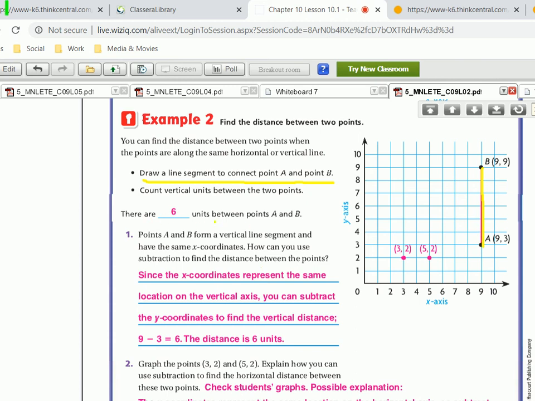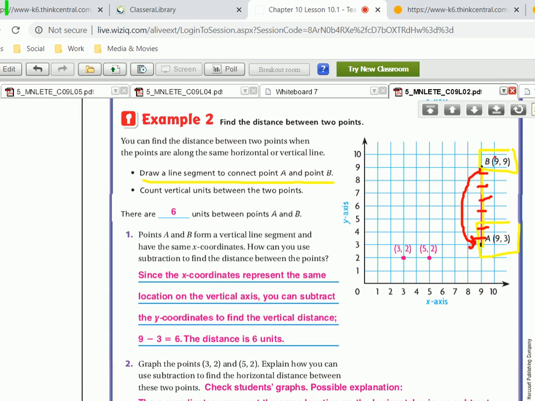There are 6 units between the points A and B, so you have to count the number of squares between the 2 points here. So let's count together. We have here 1, 2, 3, 4, 5, 6. We have 6 squares.